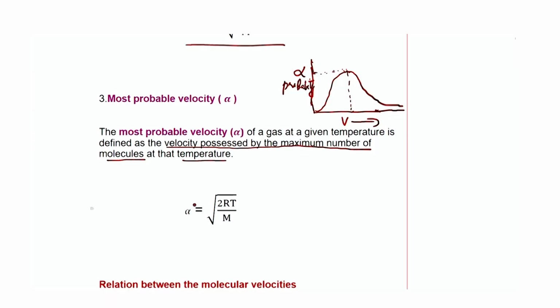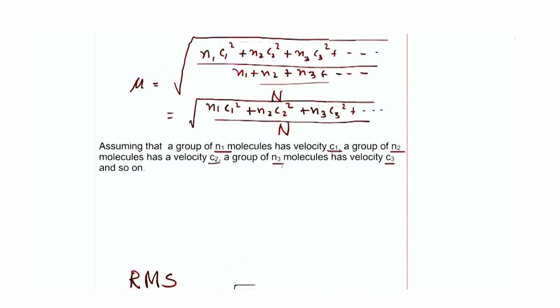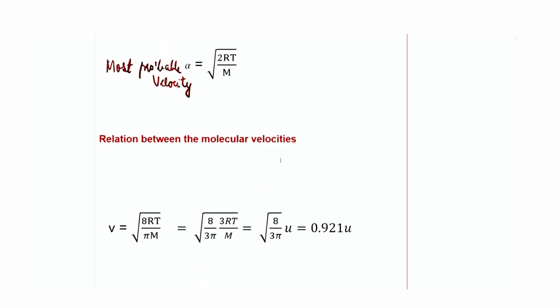And solving Maxwell-Boltzmann's equation, you can get an expression for that: the most probable velocity alpha is equal to the square root of 2RT by m. Root mean square is the square root of 3RT by m, and the average velocity is the square root of 8RT by pi m. Now, let us see what is the relation between these molecular velocities.